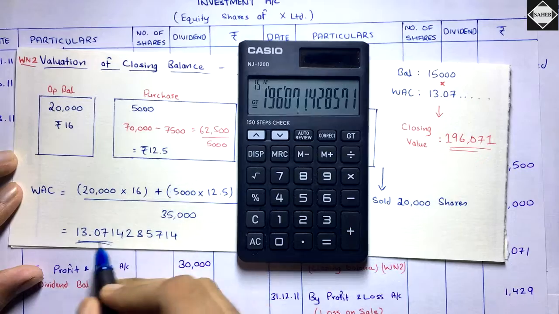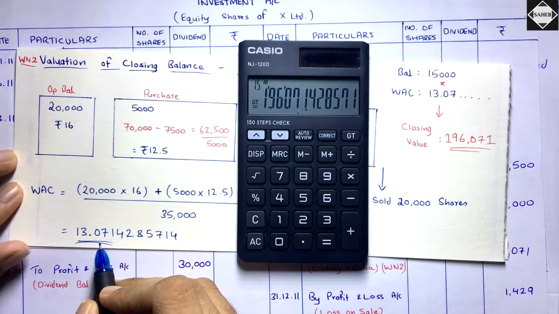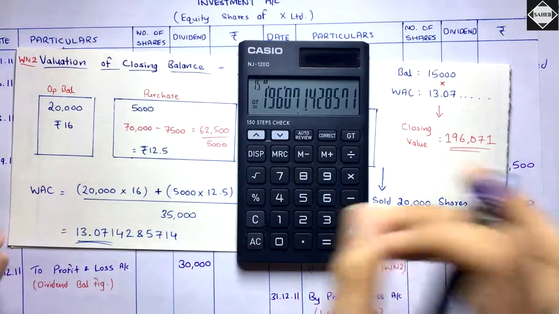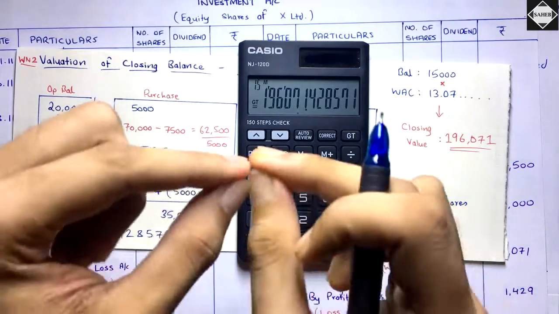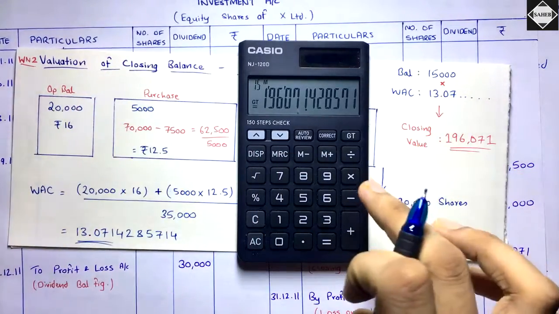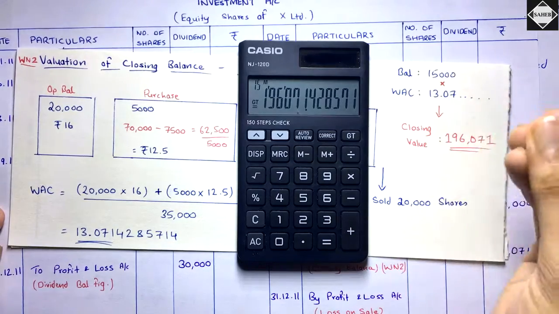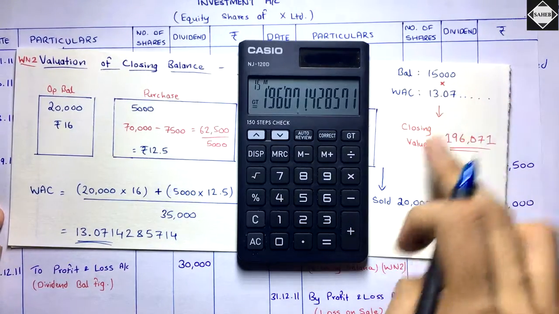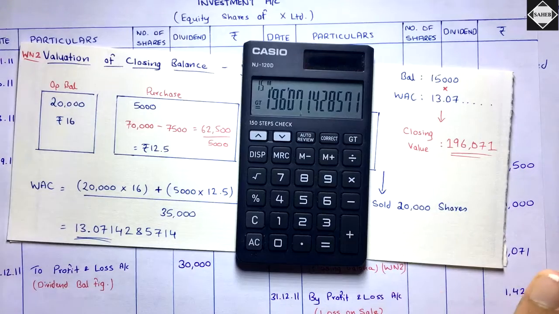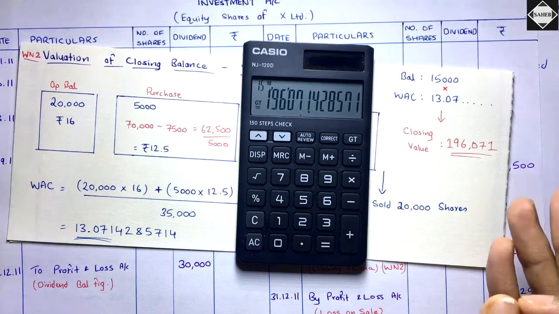If you just take two decimals, you will not be accurate and you will make mistakes. After doing the whole calculation with M plus and memory recall, whatever decimals you have got, just multiply it with the closing balance, the number of shares you are left with, and you will get the closing value. Simple as that. That's all you have to do. This is the WACC calculation. Is that clear? Easy, right?